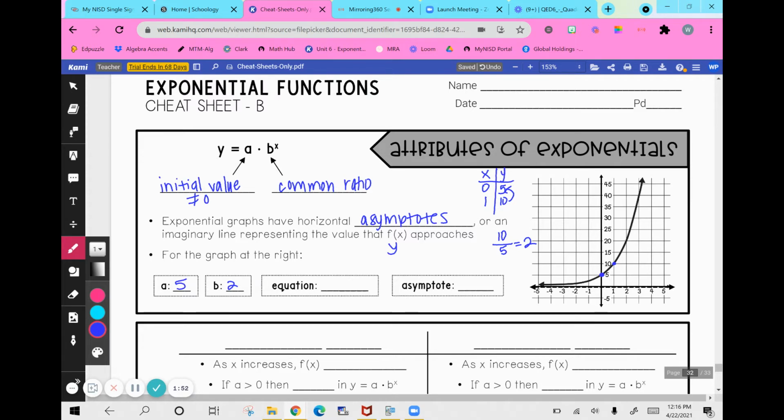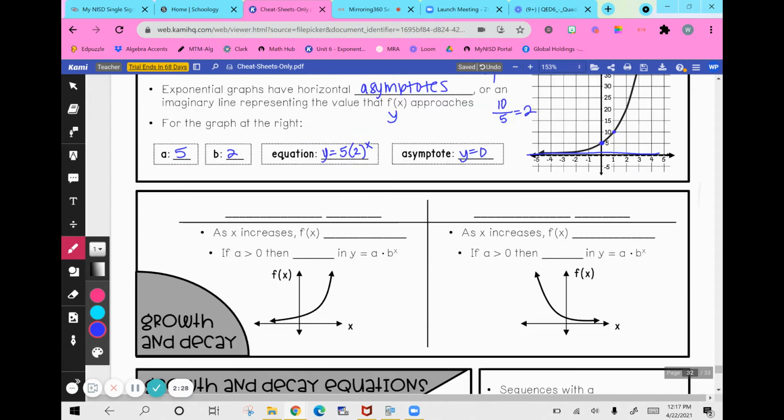The equation then, we're just plugging it into a times b to the x. So we'd have y equals, and then the a value is 5, and then times 2 to the x. And then our asymptote, that's the line that y is approaching but never touching. That's right there at 0. So our asymptote is going to be y equals 0. Remember, a horizontal line is y equals, a vertical line is going to be x equals.